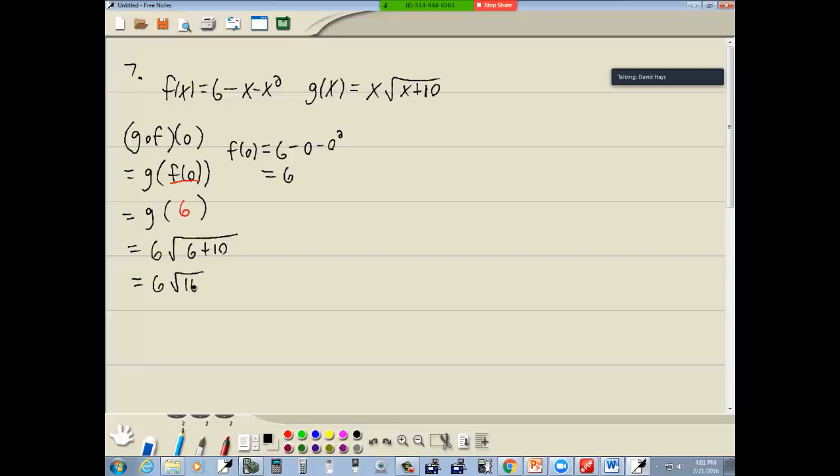And 6 plus 10 is 16. And 16 is 4 times 4. We're looking for a pair of somethings with our square root, so I'll bring that out. And that gives me 6 times 4, or 24. And that's our answer.